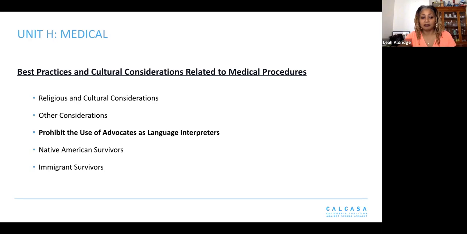It can impact the reputation of your organization down the line, right? So you want to make sure that they understand that they are not there to translate on behalf of the medical or the legal professionals.